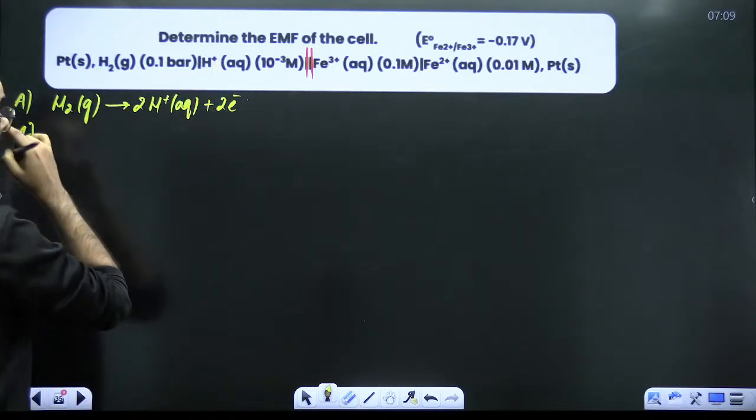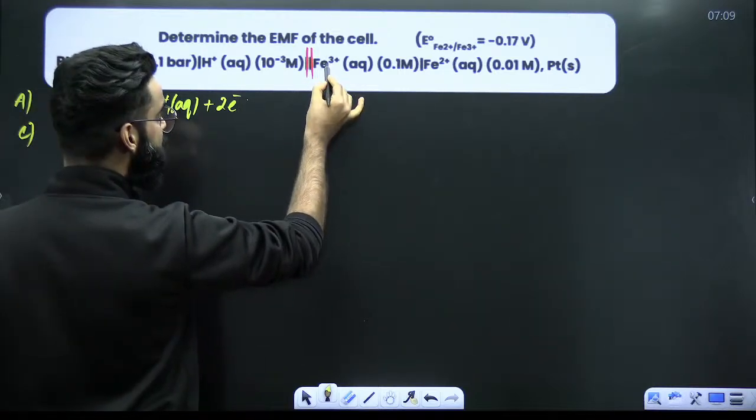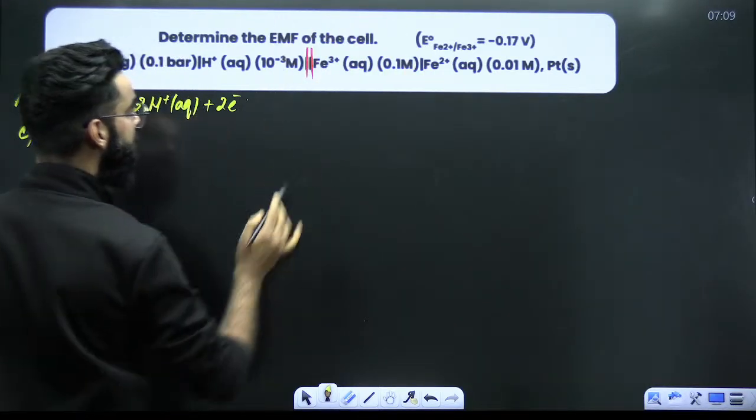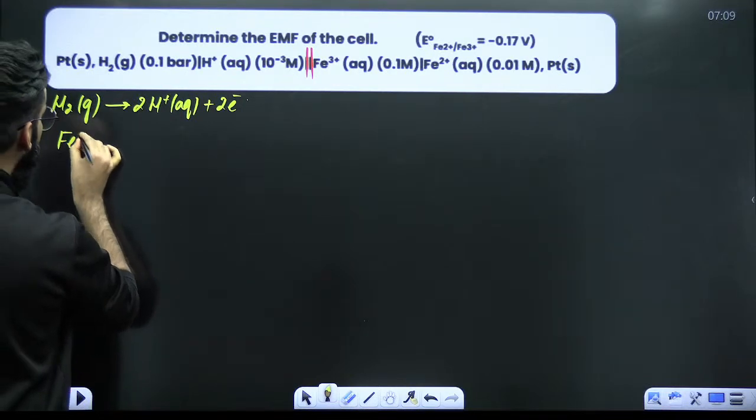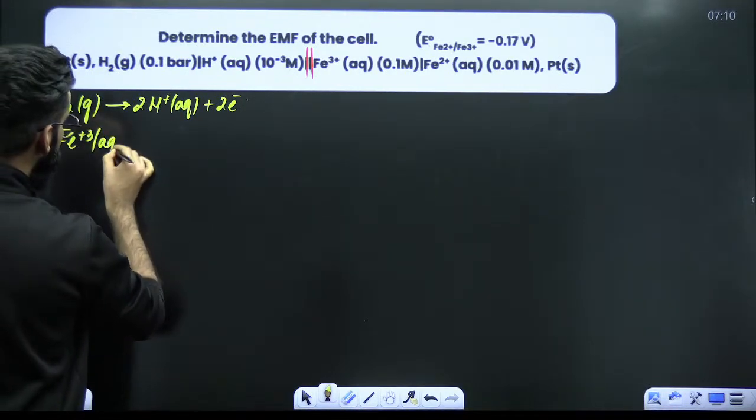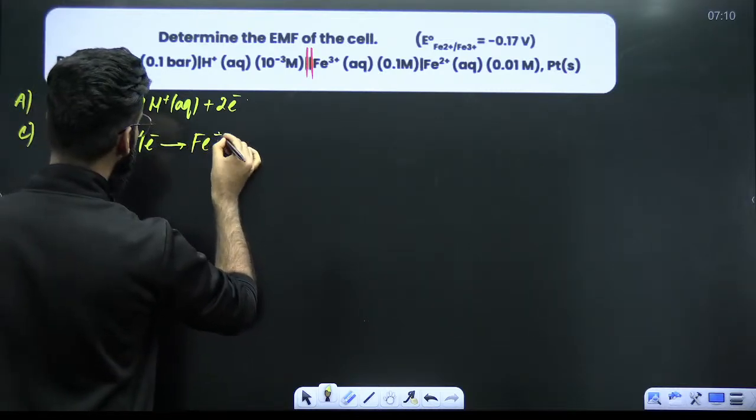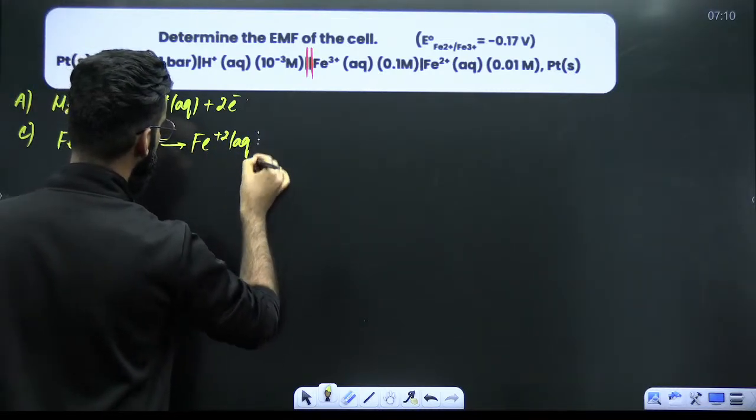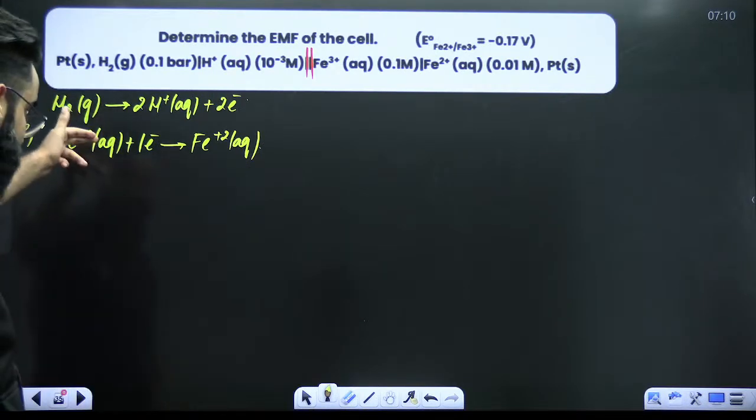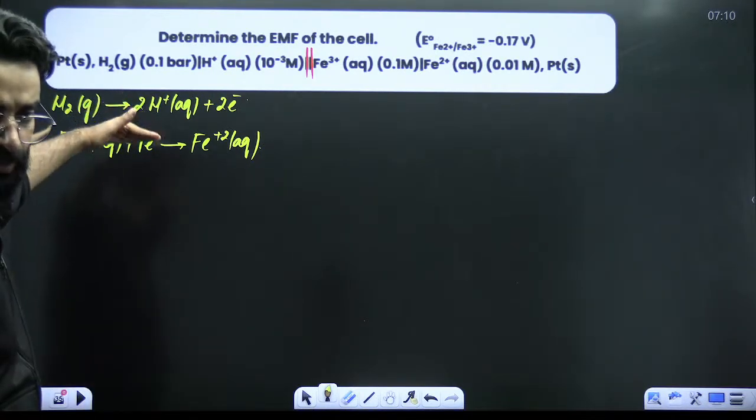Similarly, the reaction at the cathode. At the cathode, you can see iron tri-positive is getting converted into iron di-positive. So I would say iron tri-positive aqueous will be gaining 1 electron and will be getting converted into Fe di-positive aqueous. Perfect. So this is the reaction at the cathode. We got the reaction at the anode, the reaction at the cathode.